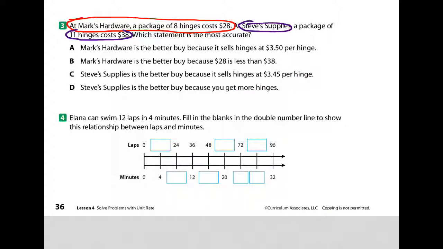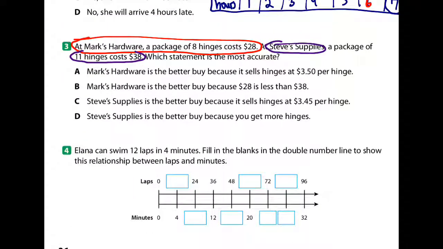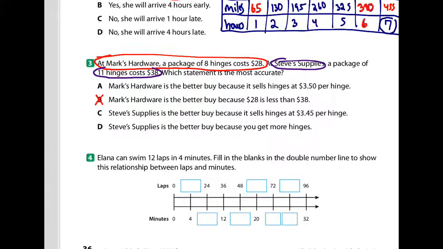Now, I'm actually going to eliminate 2 answers. Because think about it. It says Mark's is the better buy because 28 is less than 38. That doesn't make sense to me because, yeah, 28 is less than 38, I agree, but you don't get as many hinges. So I don't think B is going to be the right answer. It doesn't matter that 28 is less than 38 because there's a different amount of hinges. Now there's another one I'm going to eliminate. In D, it says Steve's Supplies is the better buy because you get more hinges. Again, it doesn't matter if you get more hinges because, yeah, you get 11 hinges, but you're paying more for it. So that doesn't have anything to do with whether it's a better buy.